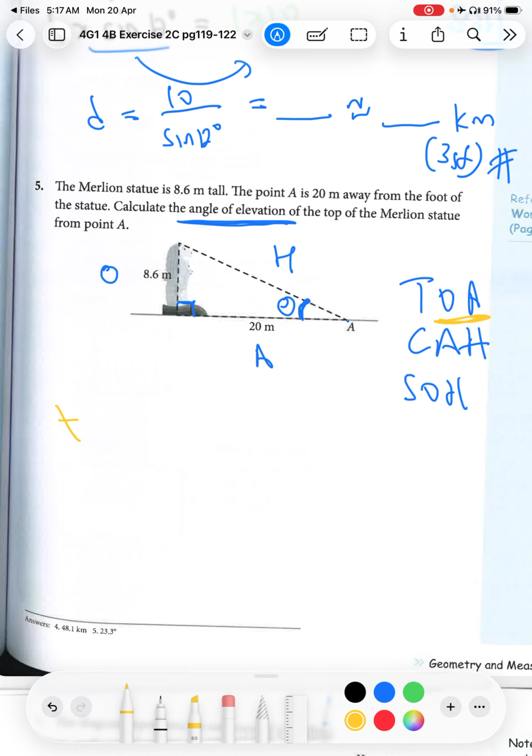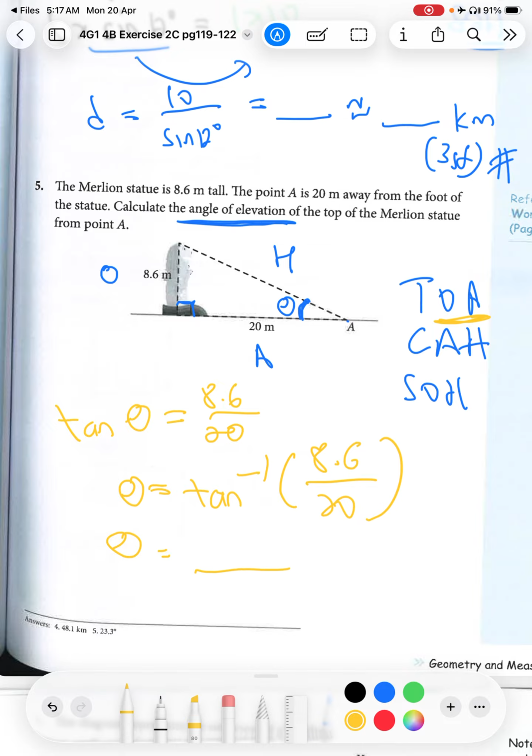So tangent theta is 8.6 over 20. Tangent brought over becomes tangent inverse. Inverse tangent of 8.6 over 20. You press the calculator, shift tangent, you'll see the minus 1, then you press out the value.